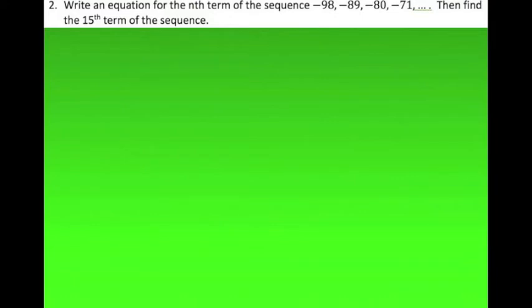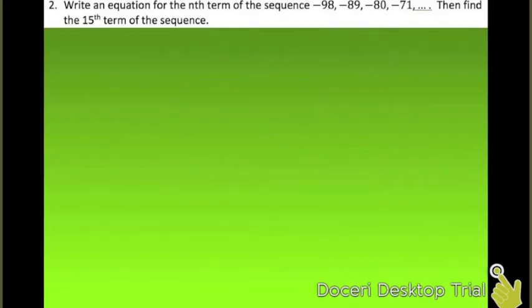So write an equation for the nth term of this sequence here. So we have negative 98, negative 89, negative 80, negative 71. So we want to figure out what our common difference is. How much is each of those going up by? Well, from negative 98 to negative 89 is going to be 9. You're adding 9 on. Negative 89 to negative 80 is you're adding 9. Negative 80 to negative 71 is you're adding 9. So our common difference is going to be 9.